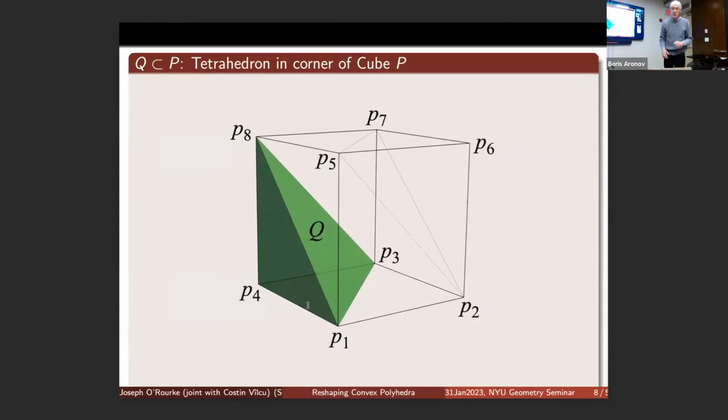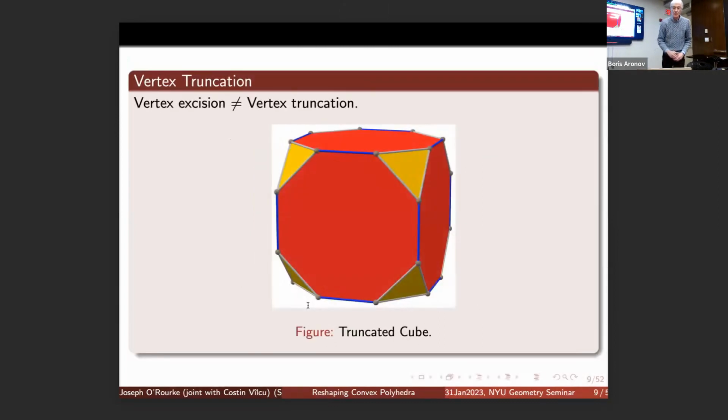I'm going to use this simple example to illustrate the proof several times. So here P is the cube, and Q is this tetrahedron in the corner. It's very simple, but it's complicated enough that I think you'll get the idea.